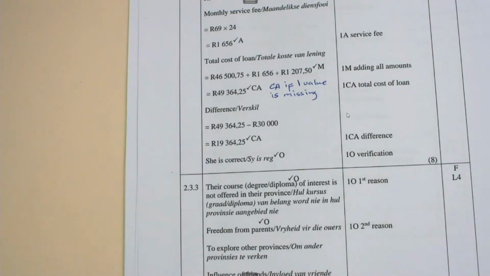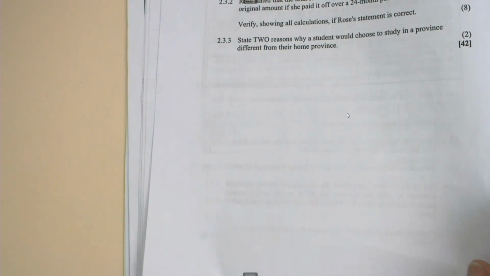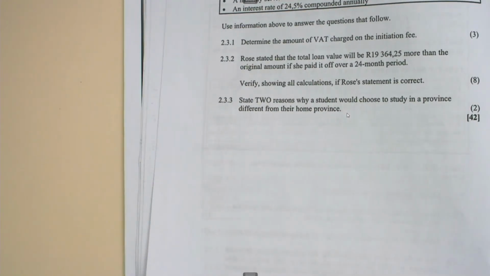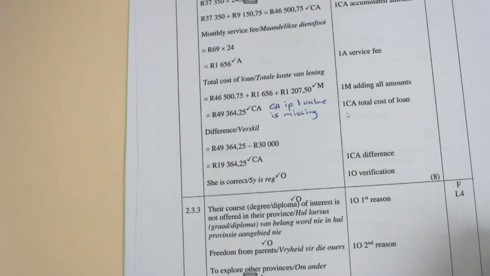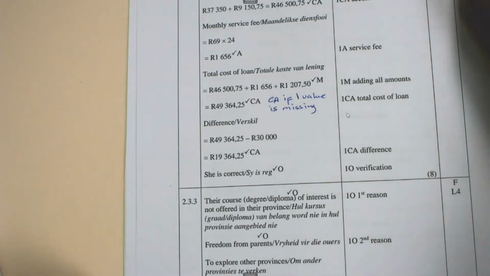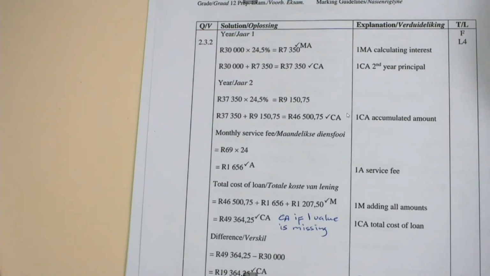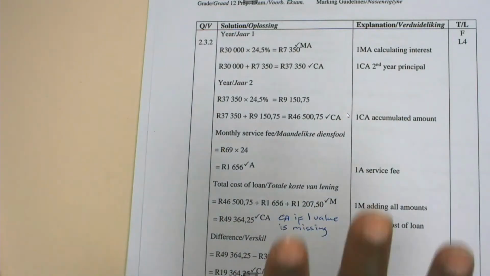Question 2.3.2. It says Rose stated that the total loan value will be 19,364.25 more than the original amount if she paid it off over a 24 month period. Verify, showing all calculations, if Rose's statement is correct. It's 8 marks. Right, 30,000 multiplied by 24.5 is equal to that. So, just to save time, it's according to the memo.